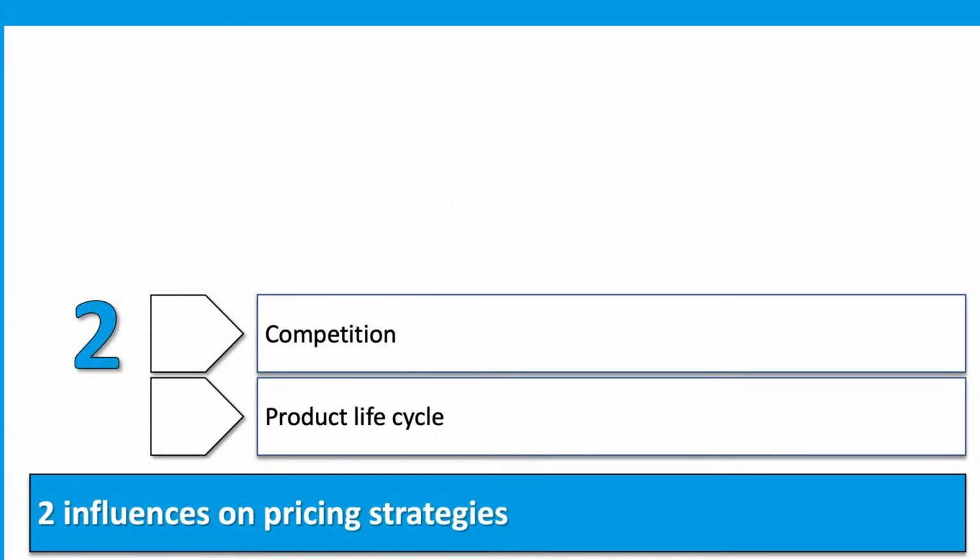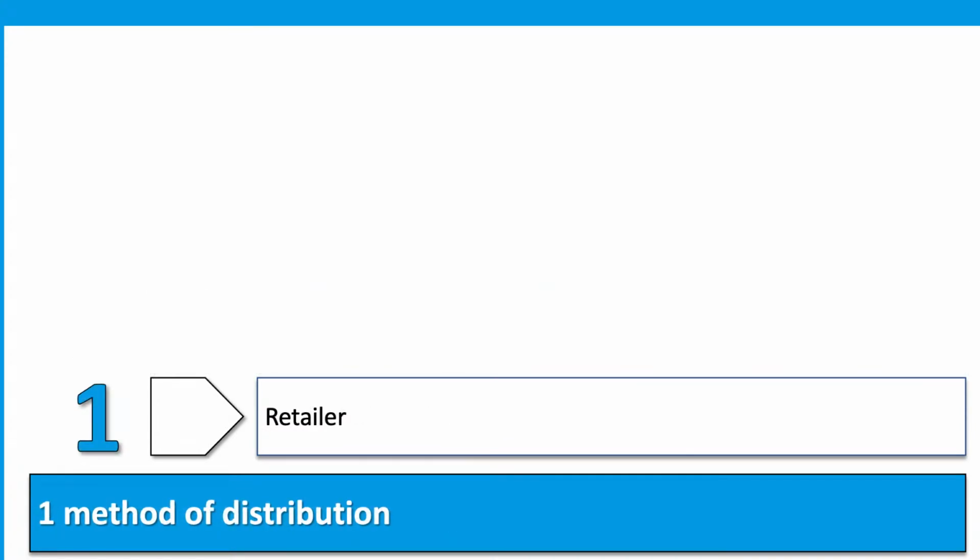Number 2, influences on pricing strategies are the amount of competition that's in the market and of course the stage that product is at within the product life cycle. And finally, 1 method of distribution is direct from the retailer to the consumer.